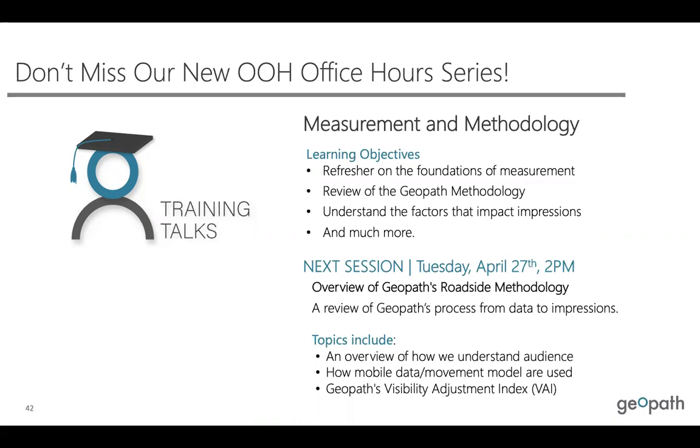Really help everybody understand, how do we understand audience? When we say this unit has X% of impressions generated by those who have been to Starbucks in the past 30 days, how do we know that? How do we get to that point? So really walking everyone through that and helping them understand how we get there. How does the visibility adjustment index come into play with that? We'll be sending out communication on this very soon.